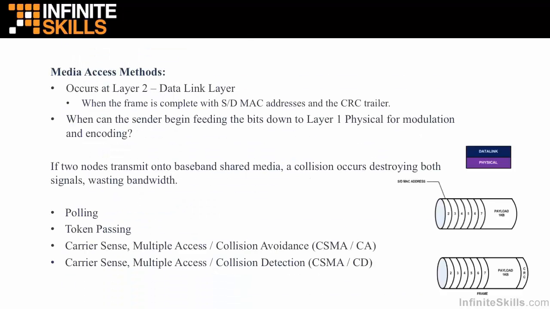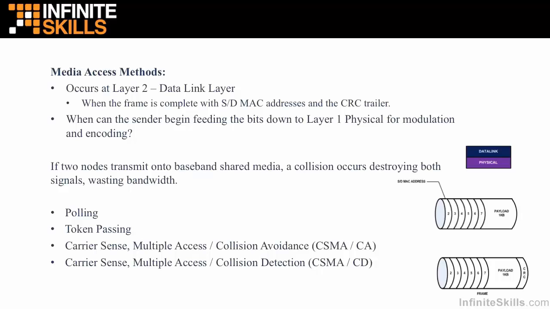Let's take a look at media access methods. This occurs at layer 2 of the OSI model, the data link layer, and this is where the data link layer is ready to begin transmitting the frame. That's the completed string of binary ones and zeros that is everything that's required in order to commute this information from the source computer to the destination computer.